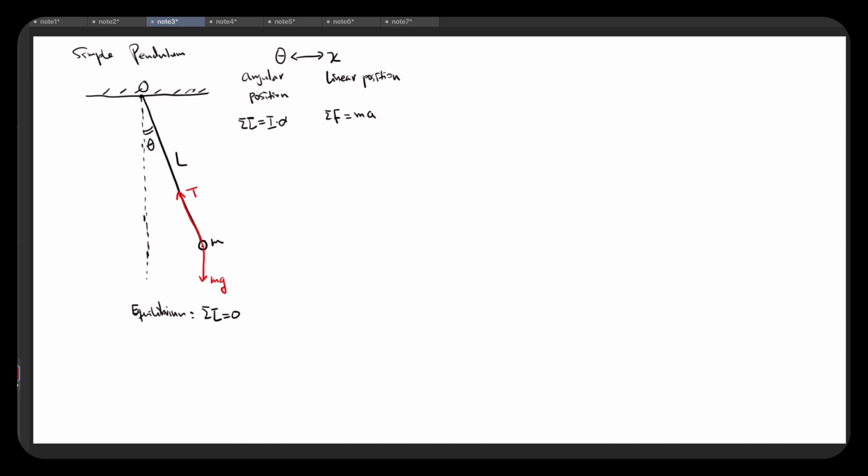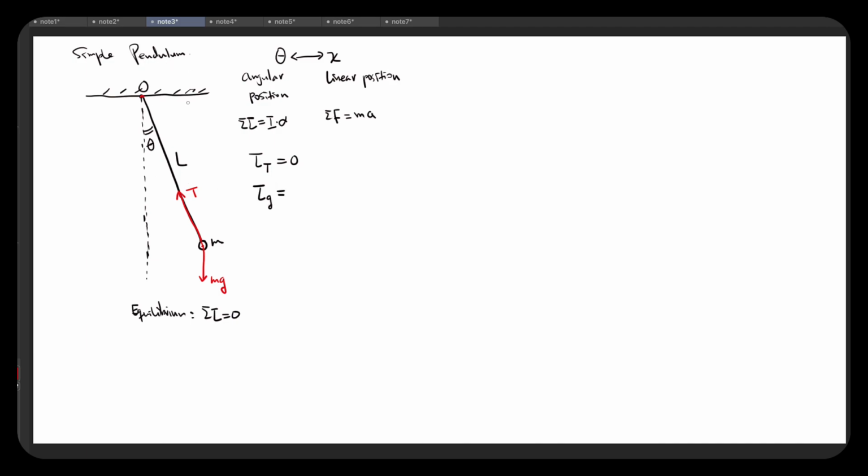And then we know rotation axis is here. That's axis O. So we need to figure out the torque due to these two forces with respect to the rotation axis O. Now torque due to the tension force equals 0 because the tension force goes right through the rotation axis O. So the lever arm for the tension force equals 0 here. Now the torque due to gravity is non-zero.